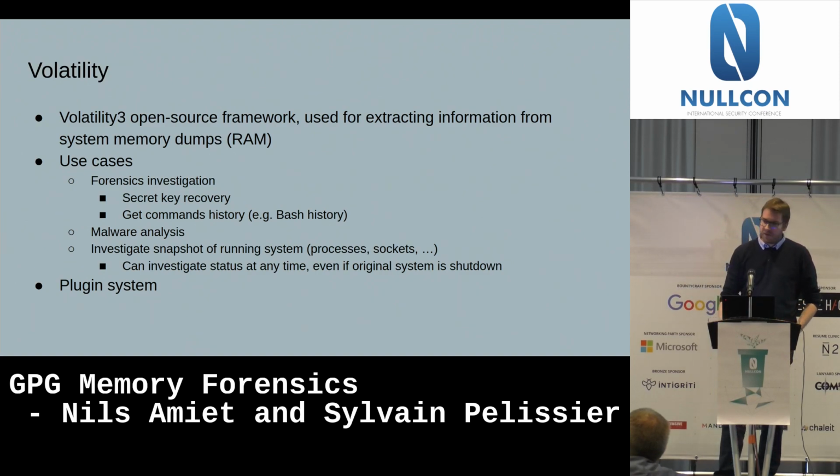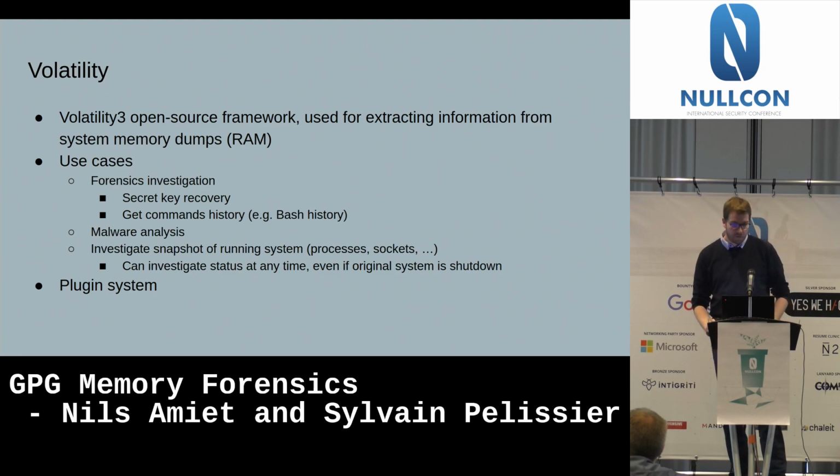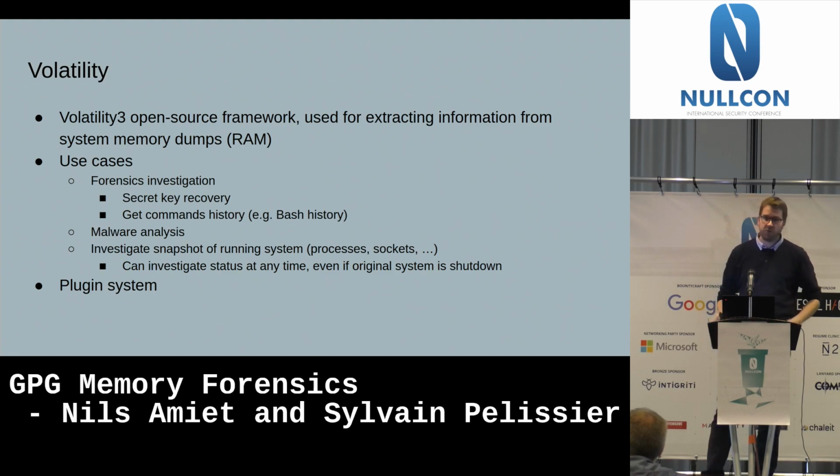So first, before explaining how we implemented this, I have to introduce something called Volatility. If you don't know about it, Volatility is an open source framework that you can use to extract information from a memory dump. Some use cases of that are memory forensics, for example, retrieving secret keys.